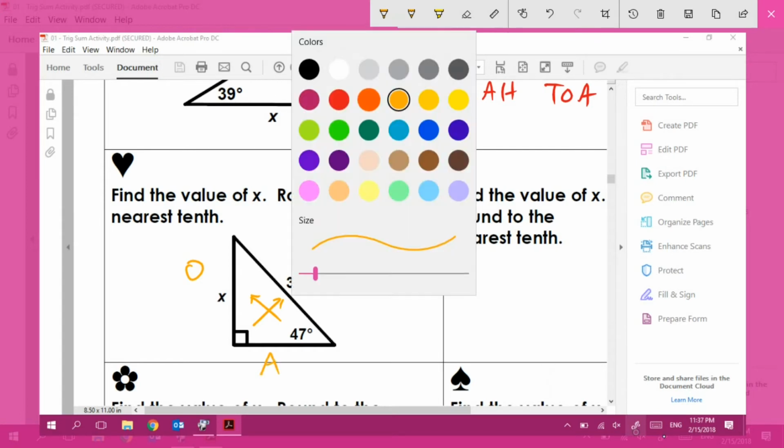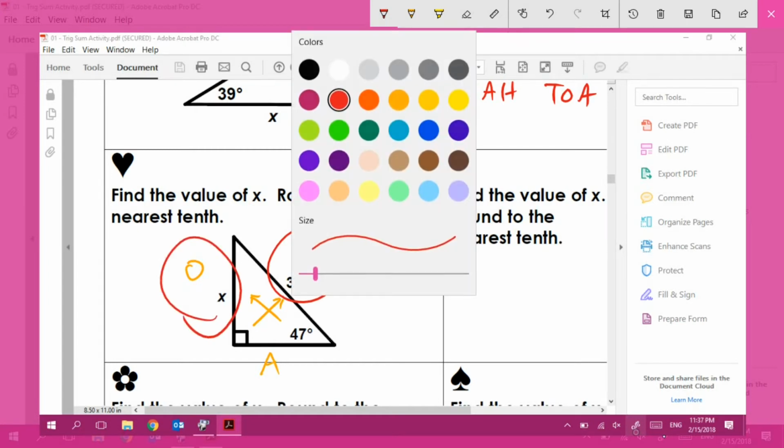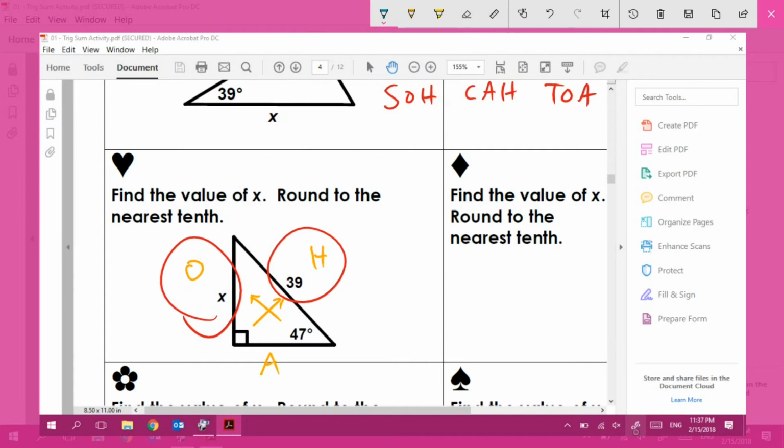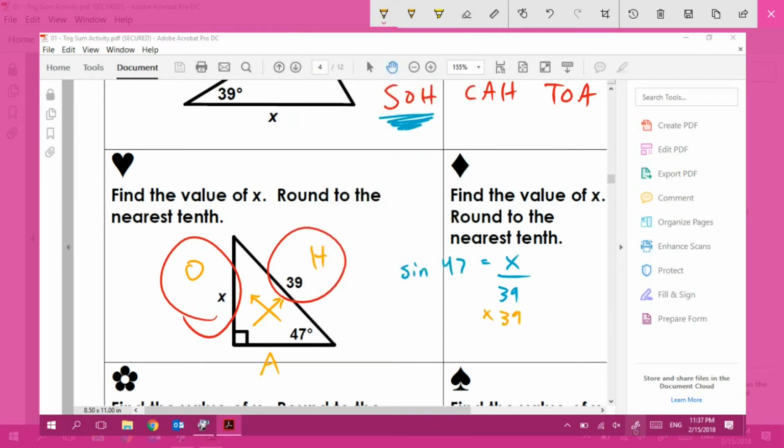Now, which two sides are we working with? We're working with hypotenuse and the opposite. Which function uses opposite and hypotenuse? That's going to be SO, which is sine. So sine of 47 equals opposite x over hypotenuse 39. This is one step because x is on top. We just multiply both sides by 39. That cancels out the divided by 39 on the right side and leaves us with our answer, which is 39 sine of 47 equals x. And if you put that in the calculator, you're going to get 28.52.